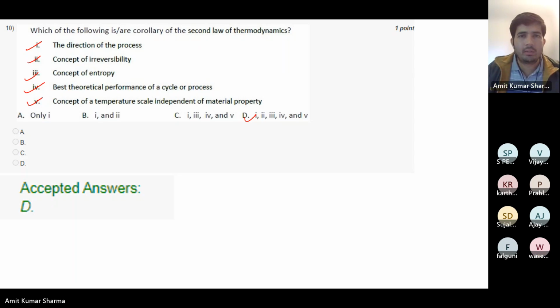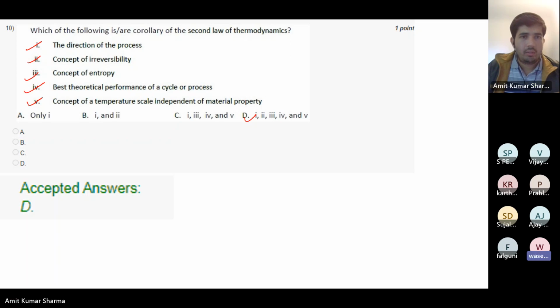Yeah, please. Yes, sir. The point number 5 is the concept of temperature scale independent of material. This is given. The question is which of the following is a corollary of the second law of thermodynamics. The temperature scale, sir, it's the zeroth law of thermodynamics. The concept of temperature is in the zeroth law.